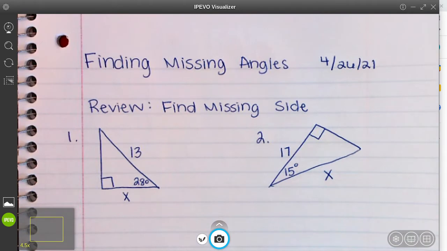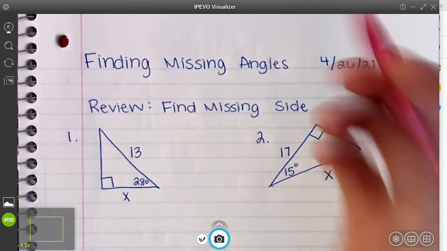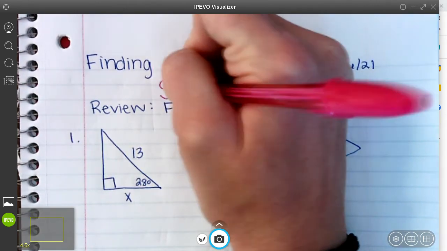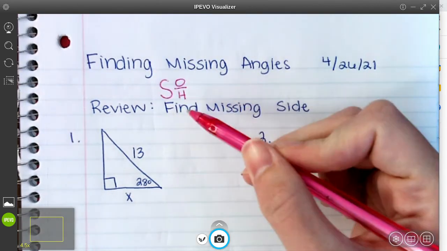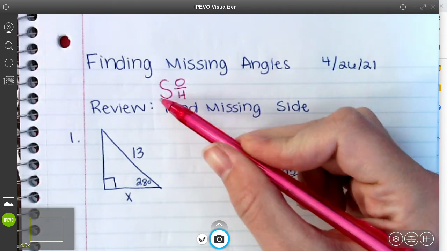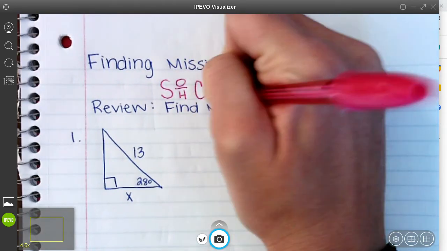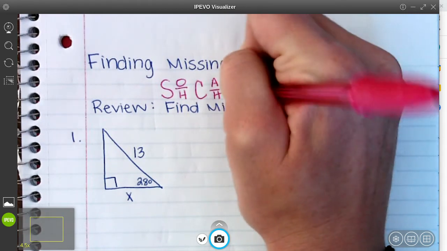All right, so remember we used SOHCAHTOA to help us find our missing sides. So we generally write it "Some Old Hippie" and make the O and the H a fraction, because that's the fraction we use for sine. "Caught Another Hippie Tripping On Angles."